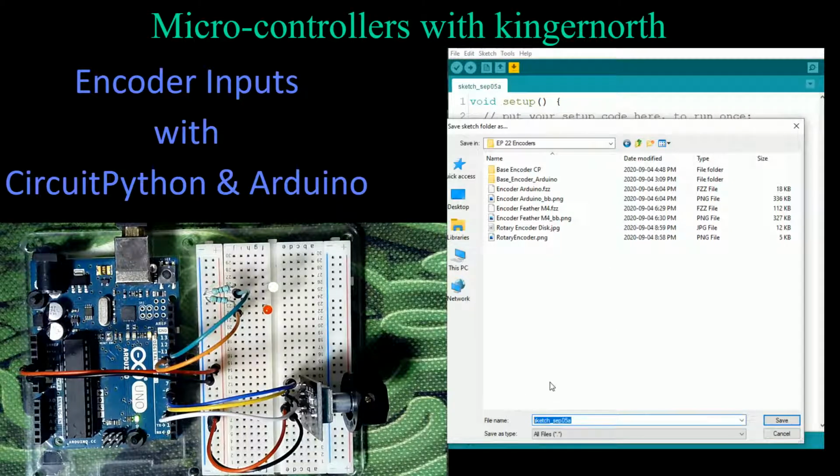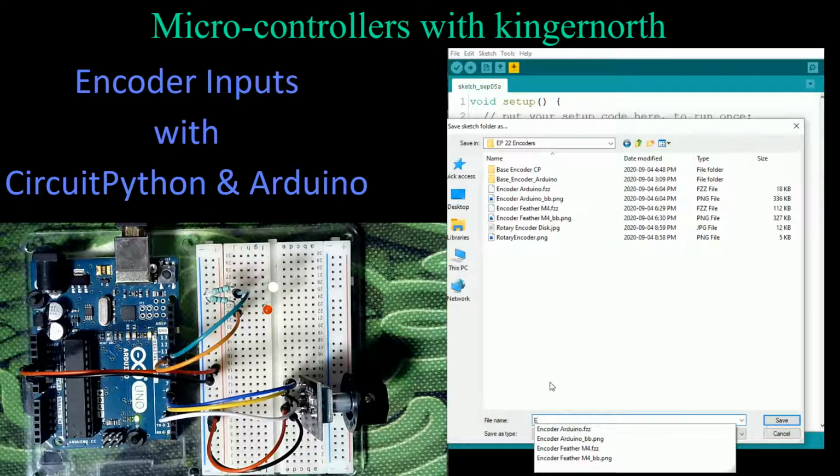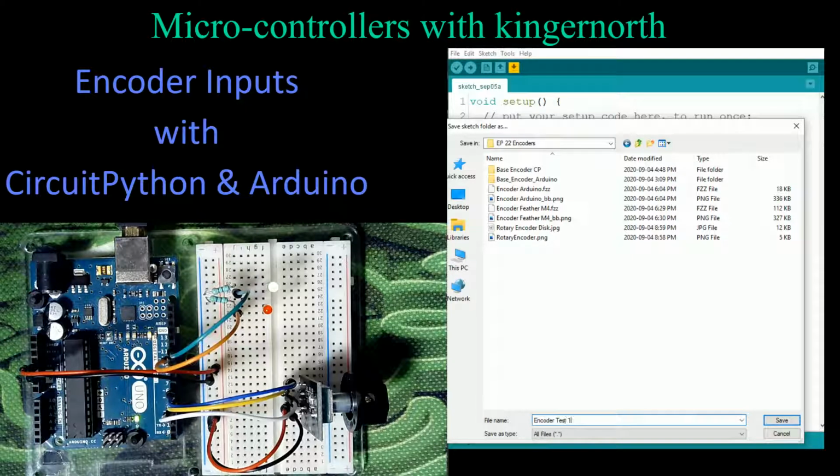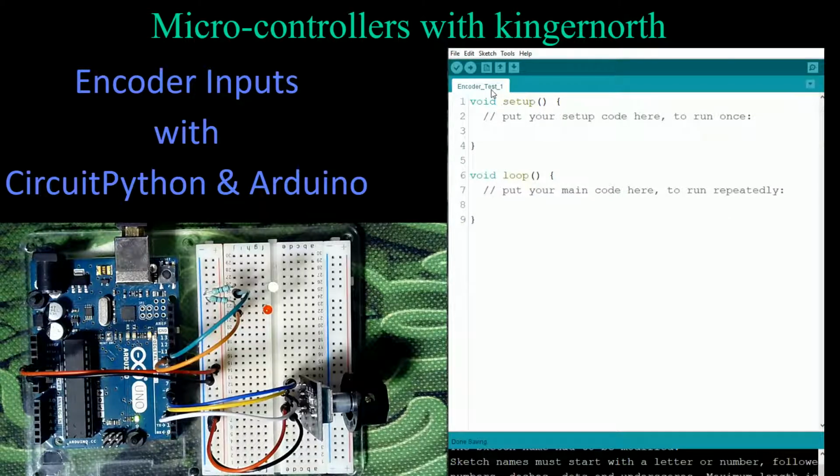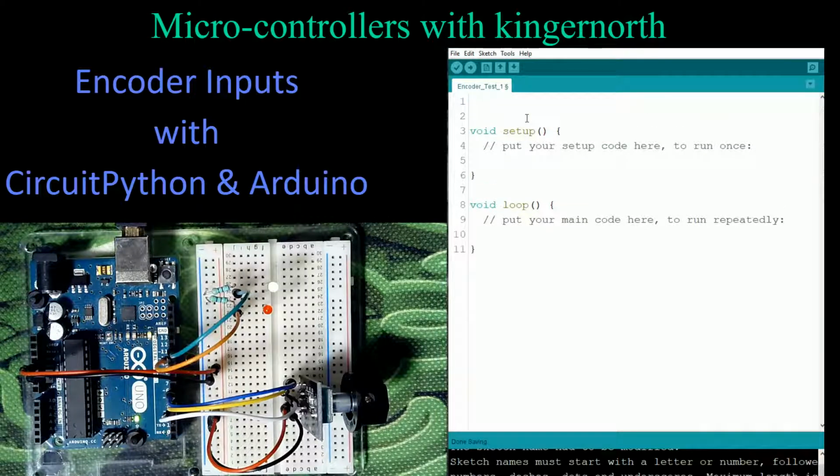So I'm going to change the name here to Encoder Test 1, and I'm going to save that. Up here, it made it Encoder Test 1. So now we have our file that we're going to be working with. The first thing we want to do is put our name in at the top of what we're doing. So this is a comment.